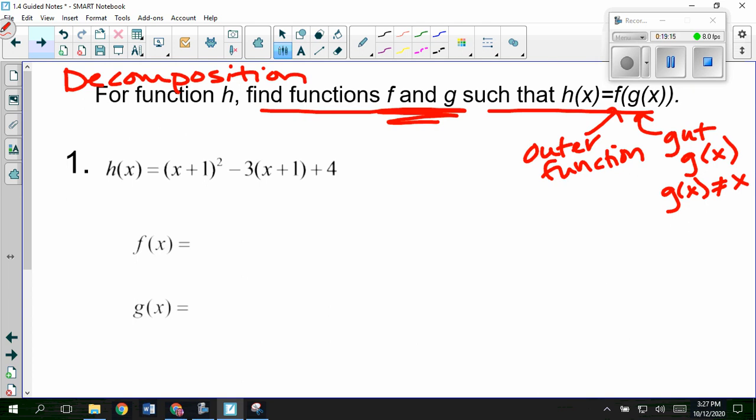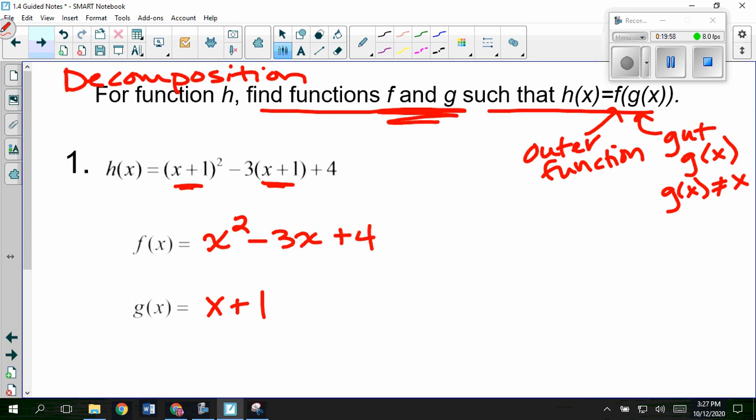But we can see in this h of x function that we have some interior. So when we teach this in PreCalc, we look for, is there any type of function that's on the inside of another function? And that idea of the gut. And here it looks like there's this x plus 1 that's inside some parts. So that is an excellent choice for the g of x function, the gut. What is that particular gut? And then for the f function, what you want to do is just take those guts and remove them and replace them with just an x.